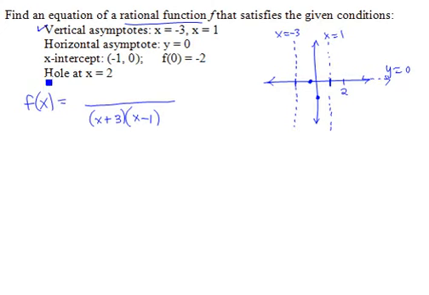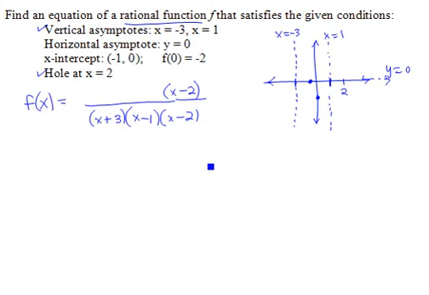We've got the vertical asymptotes checked off. Let's check off this hole. A hole will occur where the denominator and numerator are both 0. So x minus 2 must be a factor in the denominator so that x equals 2 is restricted from the domain, but x minus 2 must appear in the numerator as well so that we don't get a vertical asymptote but merely a hole.